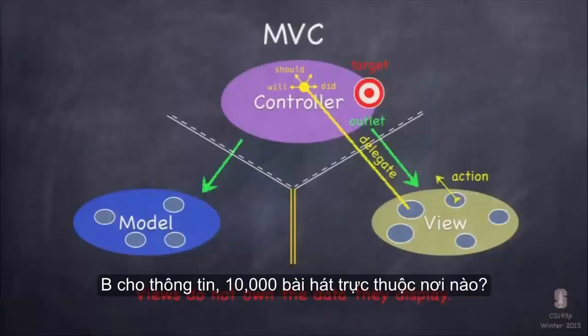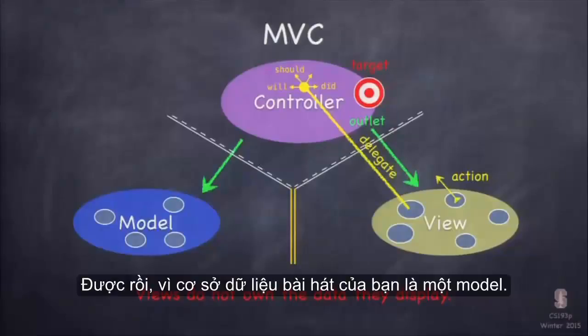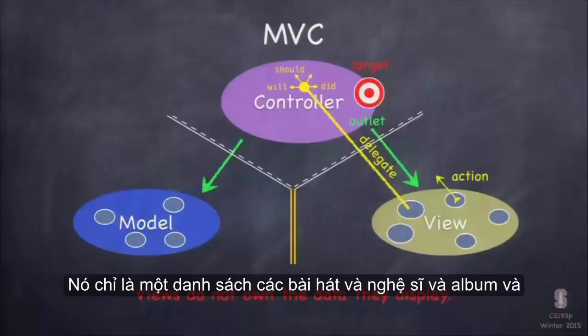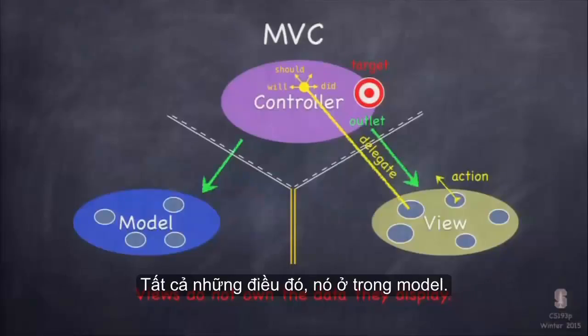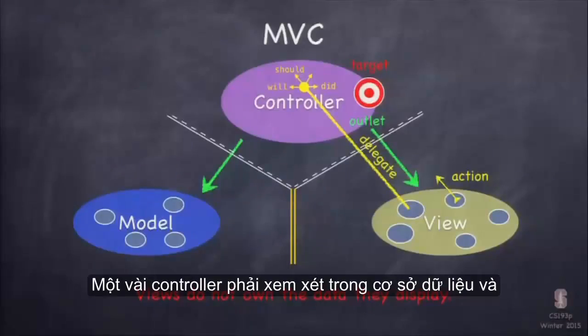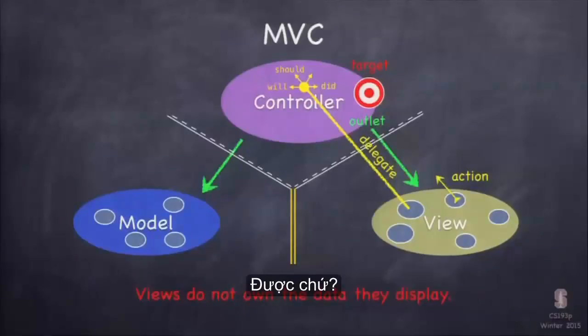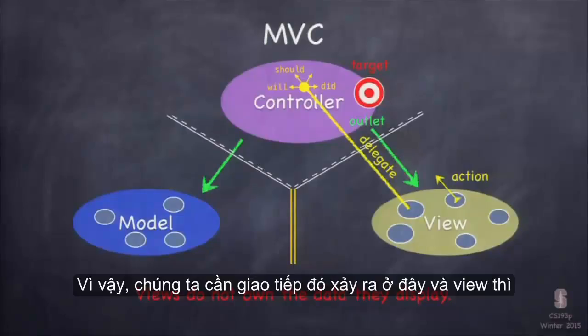A, that would be inefficient. And B, that information, those 10,000 songs, belongs where? In the model, because your song database is a model. It has nothing to do with UI. It's just a list of songs and artists and albums and all that. Some controller has to look at that database and tell a view how to display all those songs. So we need that communication to happen here.